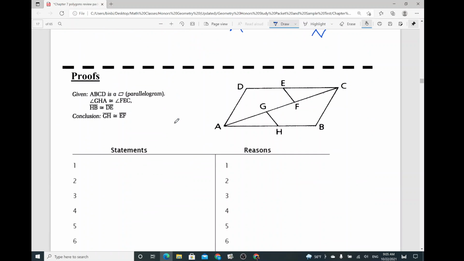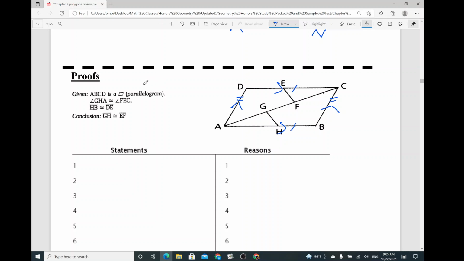Okay, now let's do the one with the proof. Given the diagram, ABCD is a parallelogram. Another thing we notice: if that's a parallelogram, then the opposite line segments have to be parallel, and also congruent as well, using the properties of a parallelogram. Okay, so the diagonal.